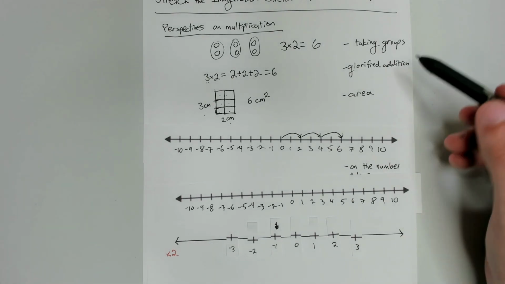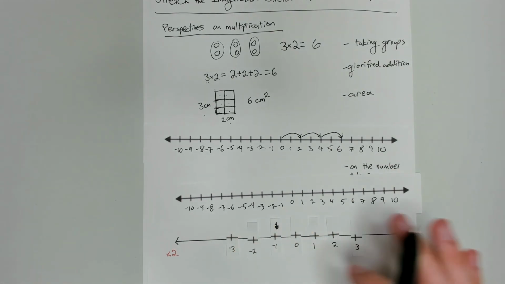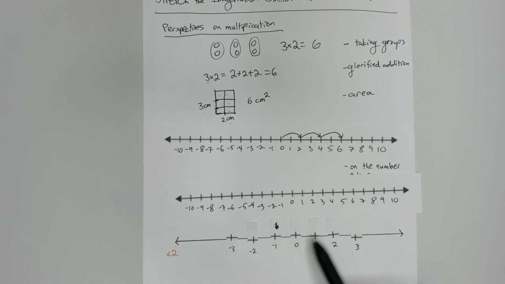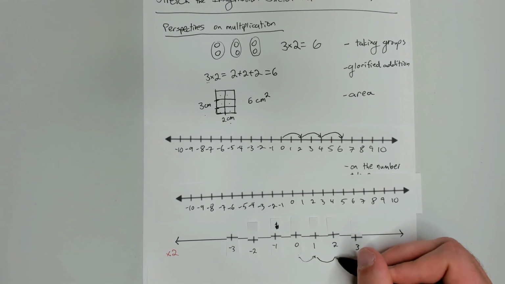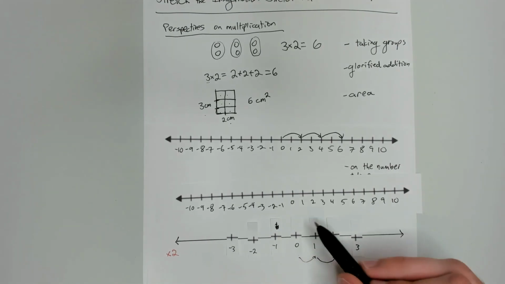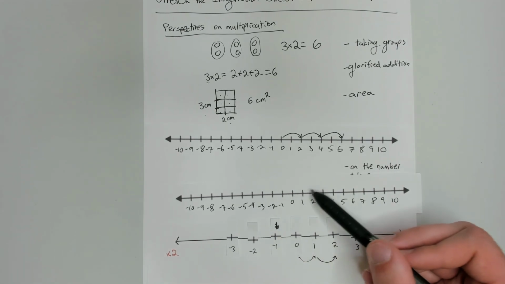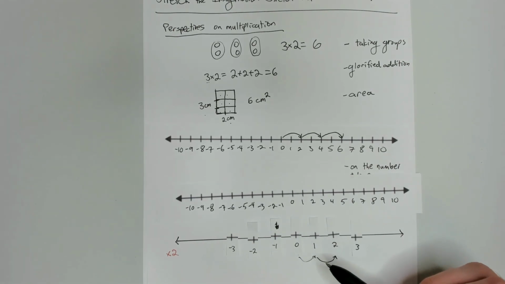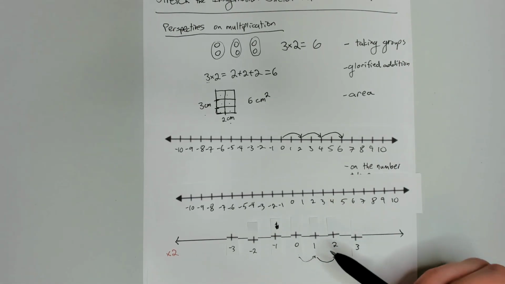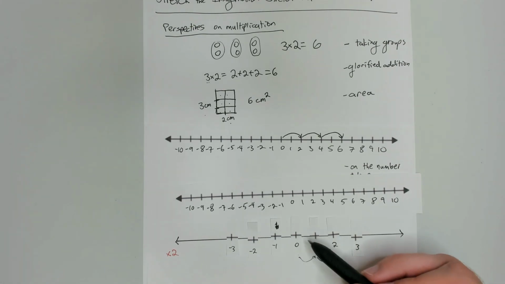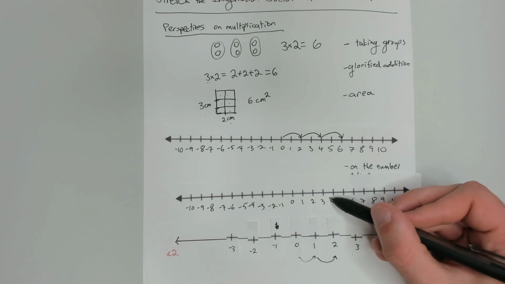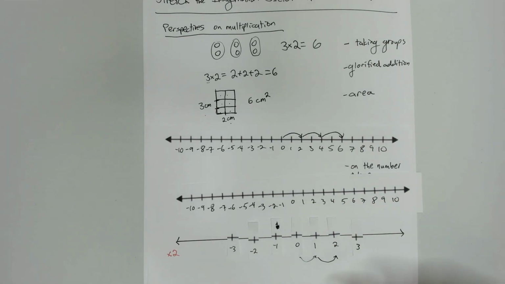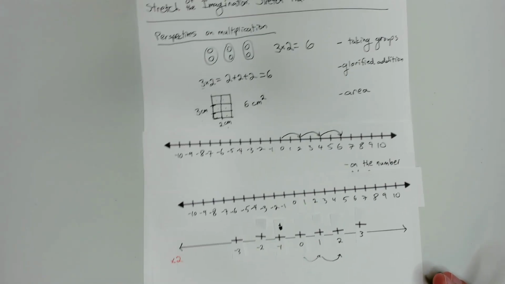And we can still think about taking groups with this perspective as well, where to go from 0 to 2, it's 2 leaps, right? However, each of those leaps now is worth 2, because we've doubled this distance here. So 1 leap here is actually worth 2. So because we've gone 2 leaps, that's actually taking 2 groups of 2, or namely getting 2 times 2, or 4, right? So we can still consider this in terms of taking groups. All right, with all this in mind, let's do an example.